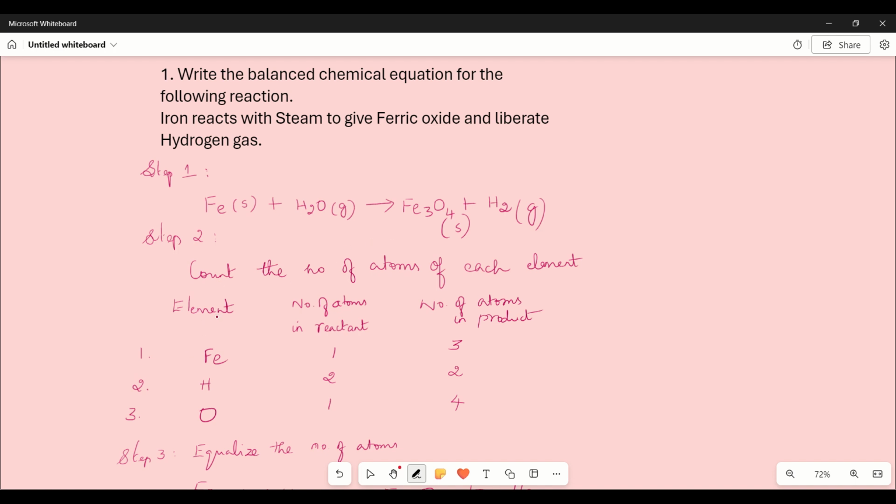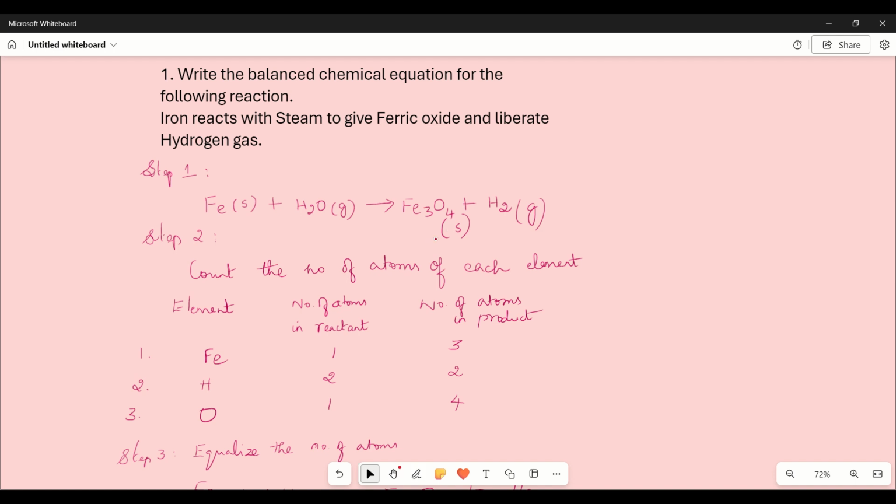So let us write element 1, iron. If you see the number of atoms in the reactant side, only 1 atom is there. But in the product side, there are 3 atoms. Next, hydrogen. On the reactant side, 2 atoms are there, and in the product side also 2 atoms are there. So it means that hydrogen is balanced. Let us move to oxygen. In the reactant side, only 1 atom of oxygen is there, whereas in the product side, 4 atoms are there.